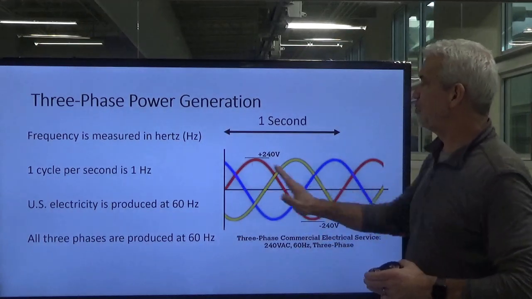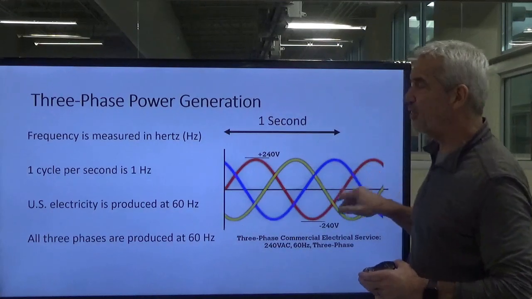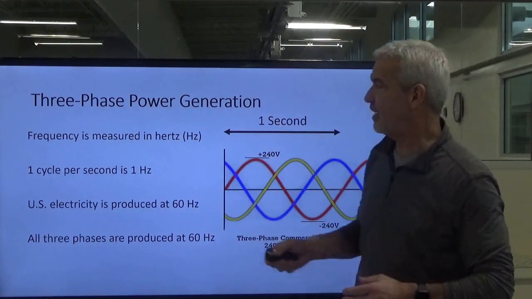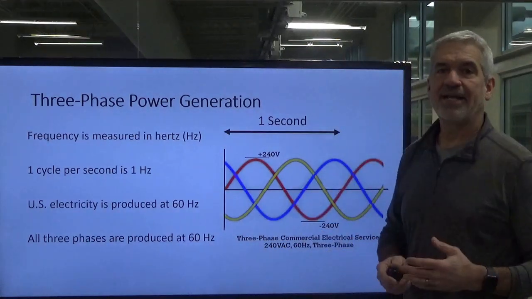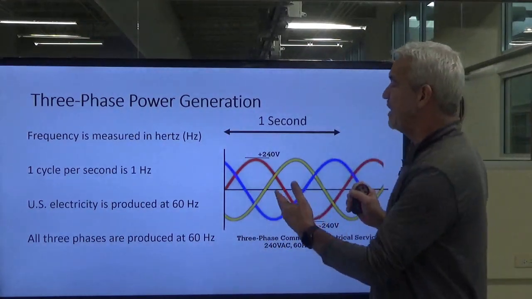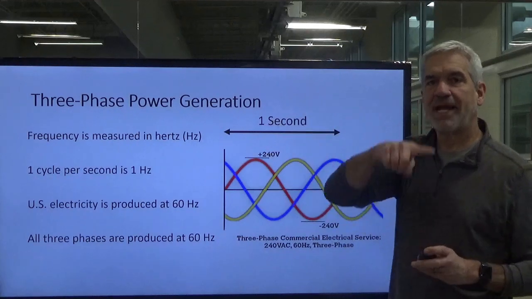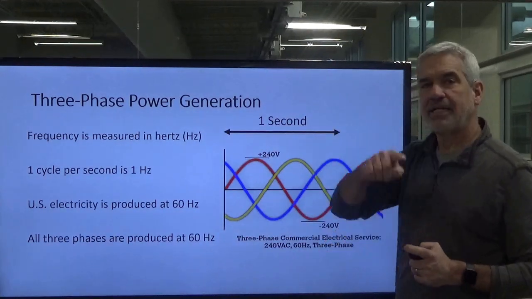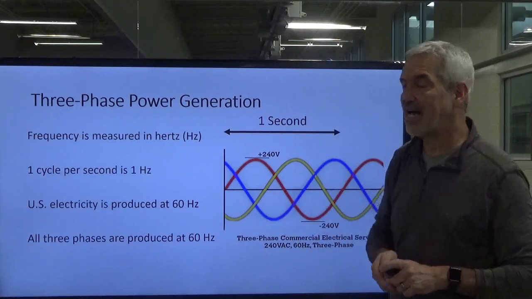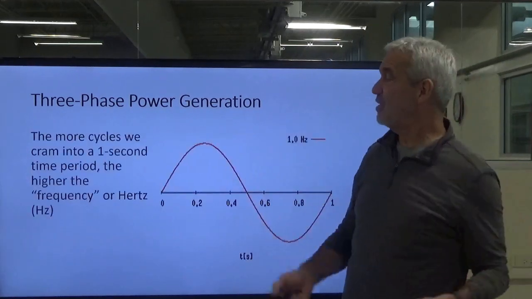Well, it passes 3 different sets of coils in that alternator, so we have 3 different phases, okay? And all 3 phases in the United States are produced at 60 hertz. In other words, it spins at 60 times past each one of those magnets, these magnetic coils. It passes each one of those magnetic coils 60 times a second. This is where we get 60 hertz.